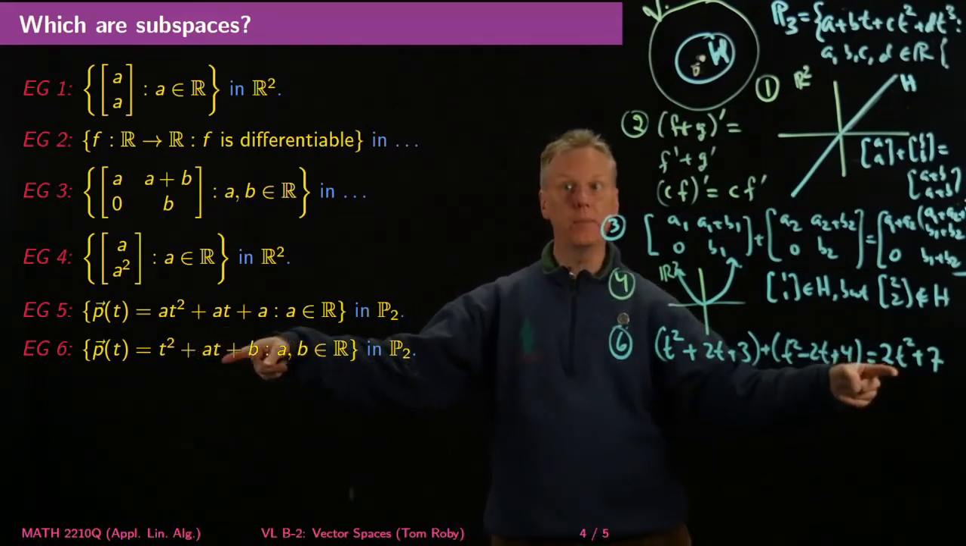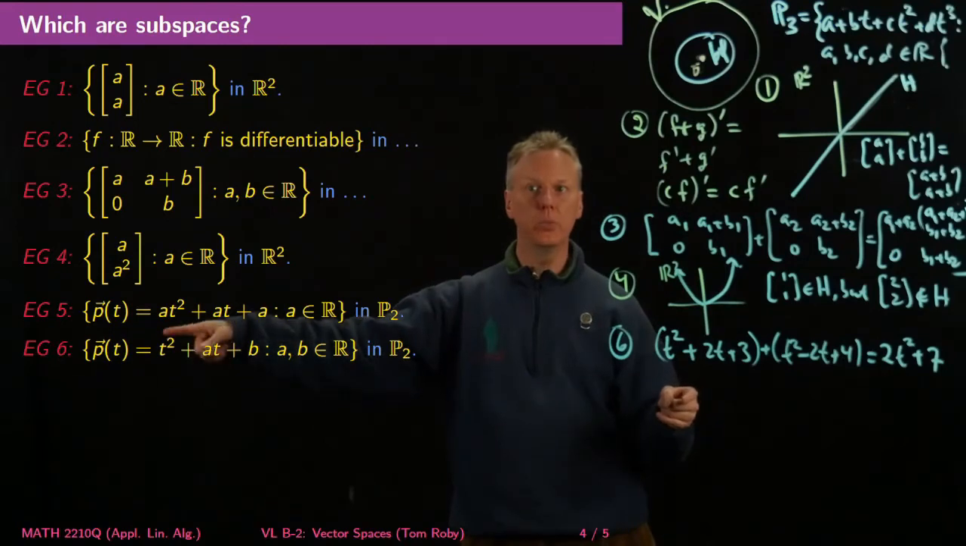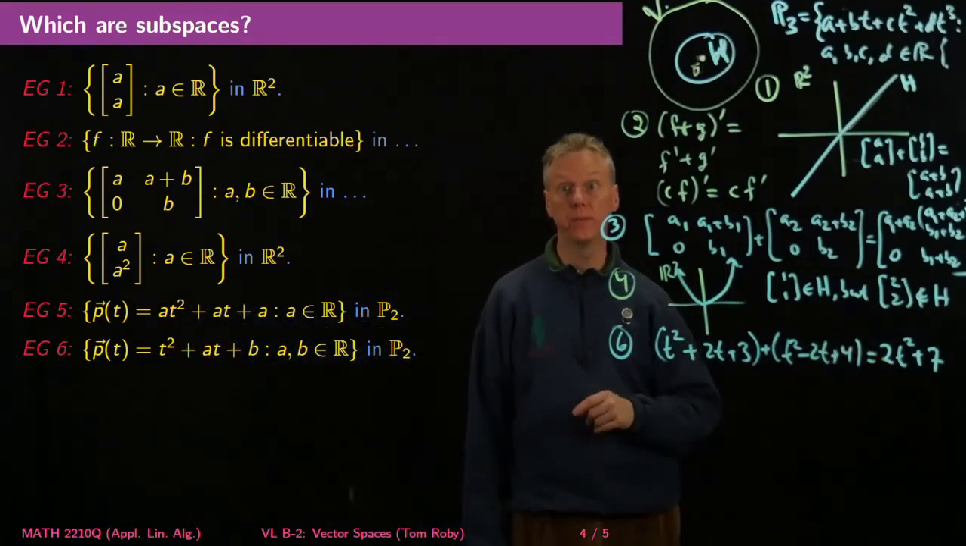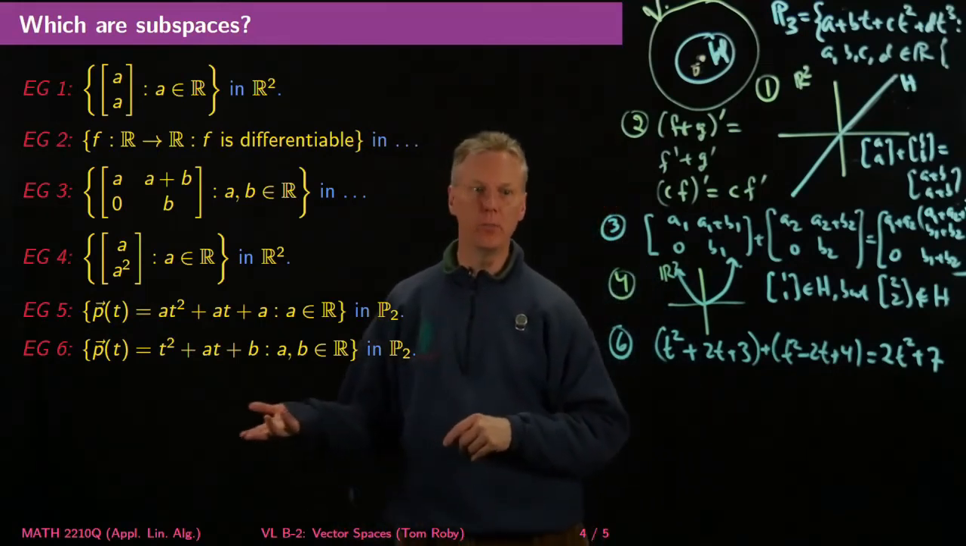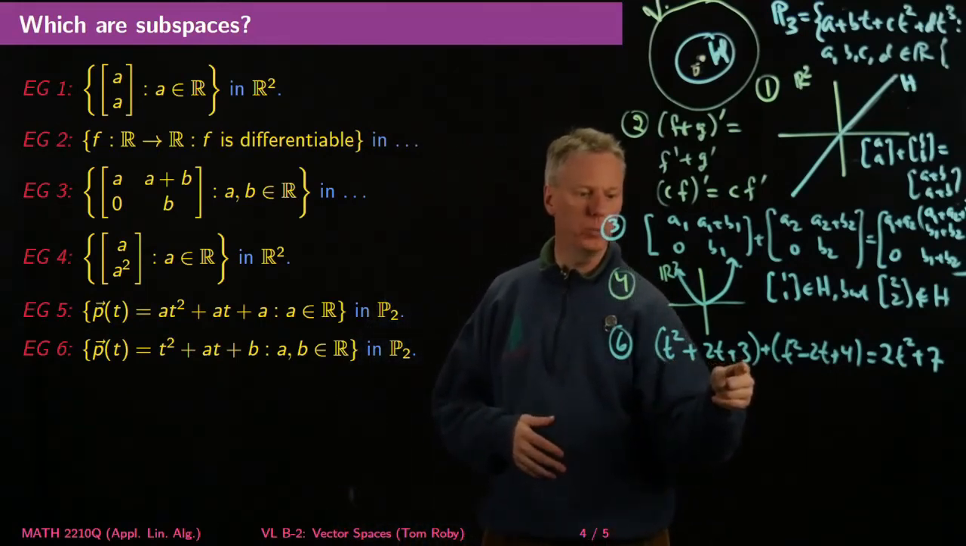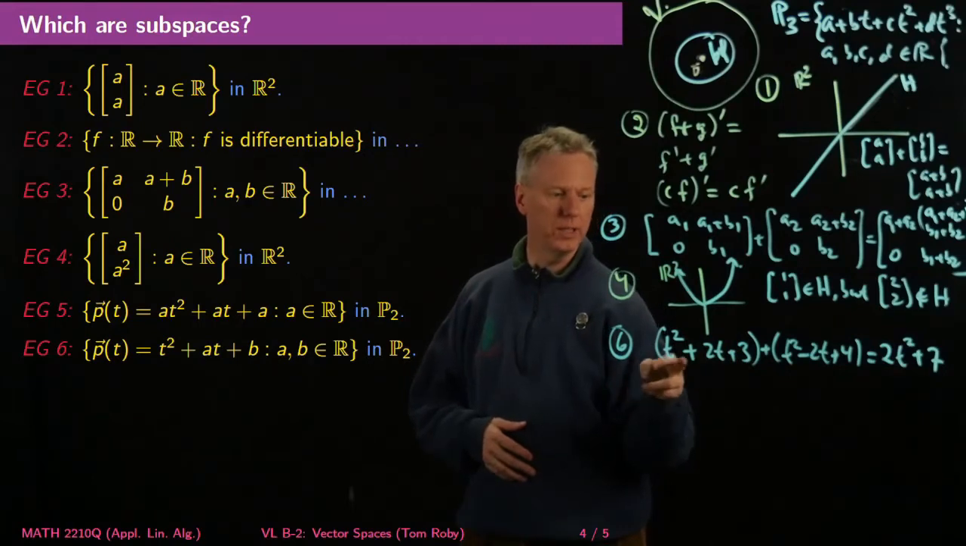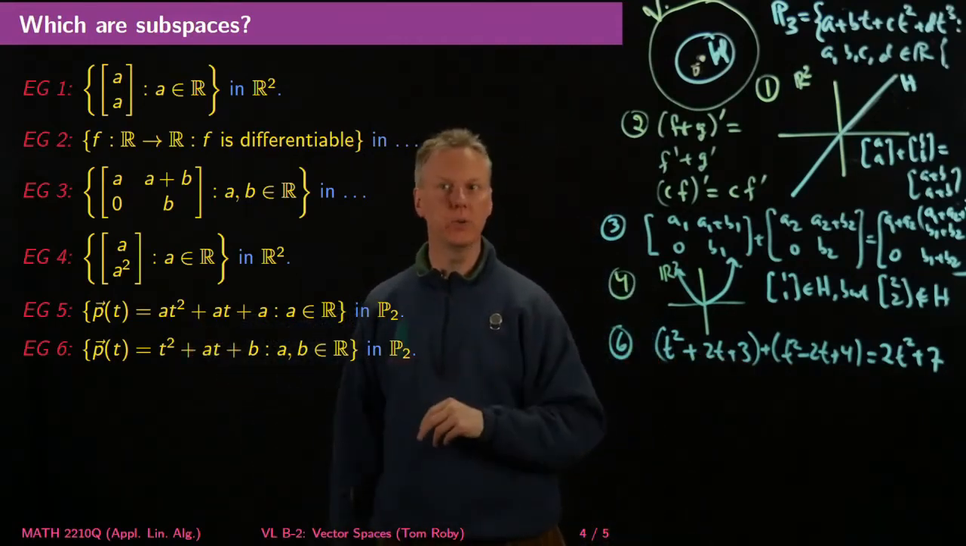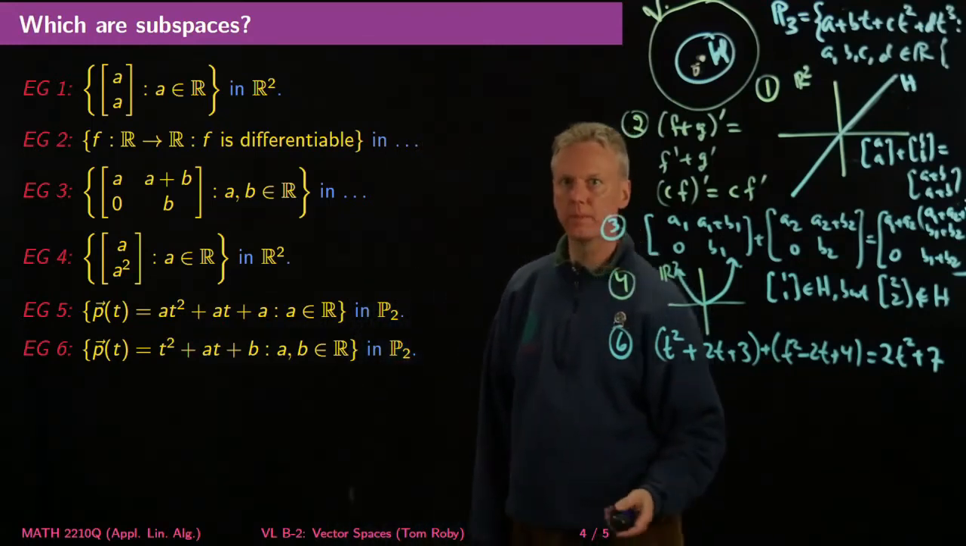But this thing is not, because everything in the subspace has 1 in front of one coefficient of t squared, and this has a 2 coefficient of t squared, right? Or maybe even more easily, you could say, take this guy and multiply it by 3, and then you get 3t squared plus 6t plus 9, but there's nothing in this subset that has a 3 in front of t squared, so therefore it's not a subspace.